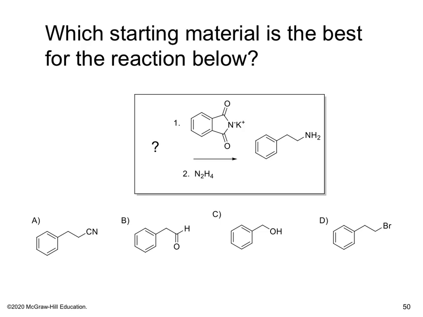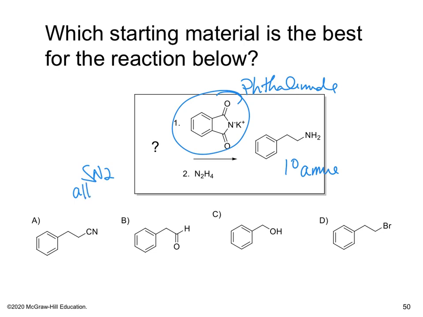So which starting material is the best for the reaction below? Do you recognize this as a phthalimide? Do you recognize that this is a primary amine? So we need to do an SN2 reaction with an alkyl halide. So 1, 2, this is your starting material. And that's where this was added. Right? And where did the nitrogen come from? Came from here. So the reaction was an SN2 reaction.